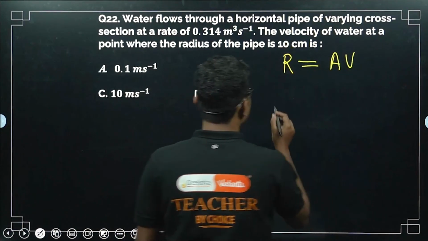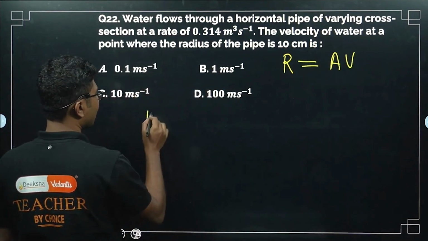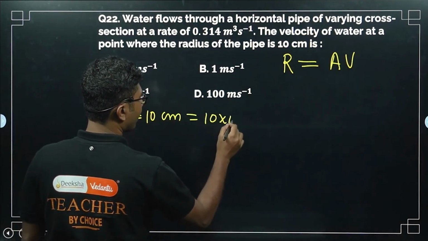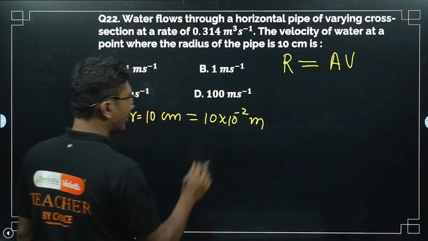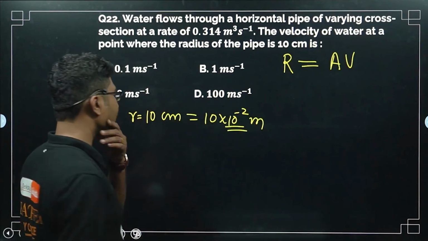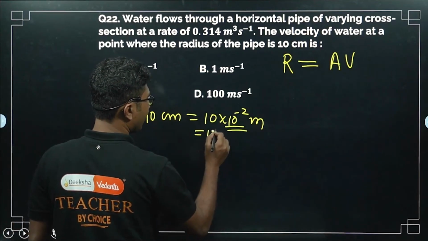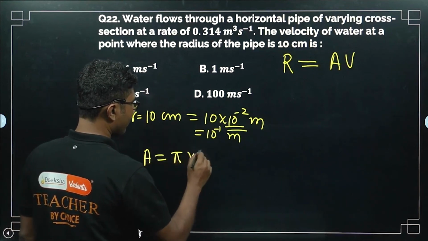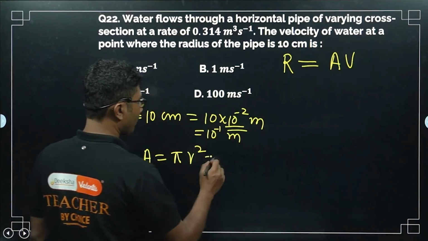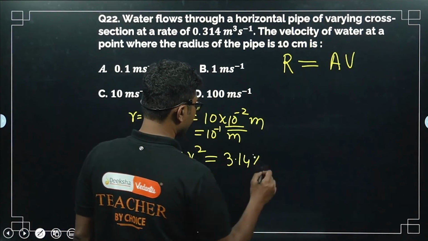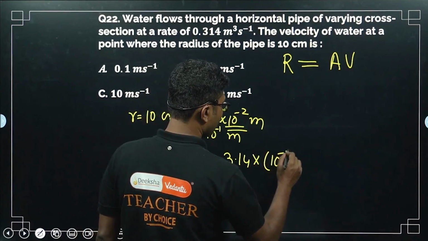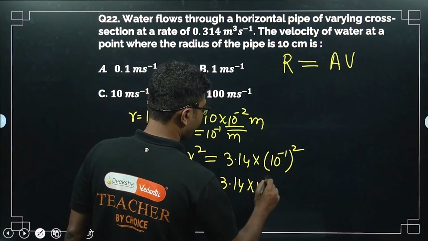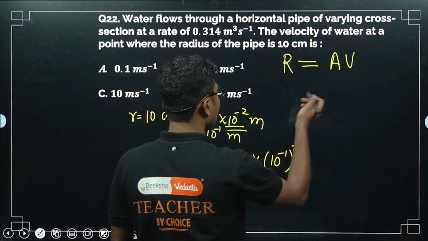Now what is the area here? Radius is given as 10 centimeter, or equals 10 into 10 to the power of minus 2 meters. Okay, I always try to convert using 10 to the power minus 2 to avoid confusion. That is equal to 10 to the power of minus 1 meters. Now we know that area is given by pi r square for circular cross section, right? So pi is 3.14 times 10 to the power of minus 1 whole square, that is 3.14 times 10 to the power of minus 2.